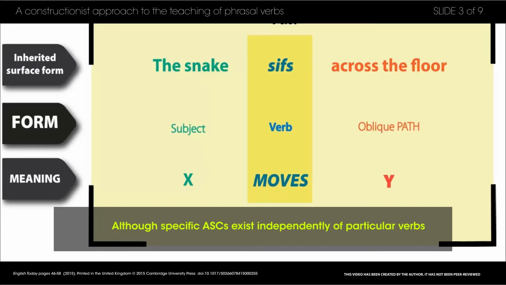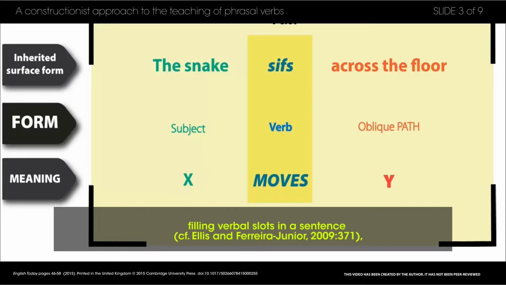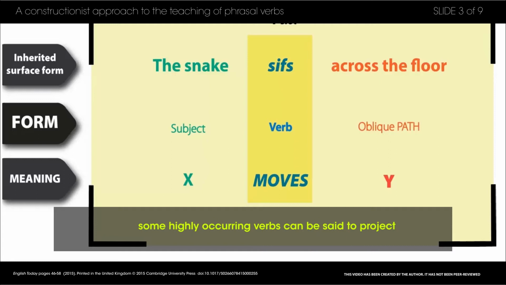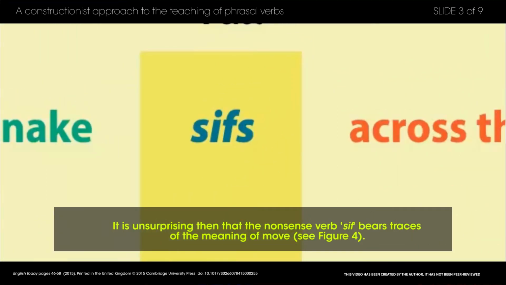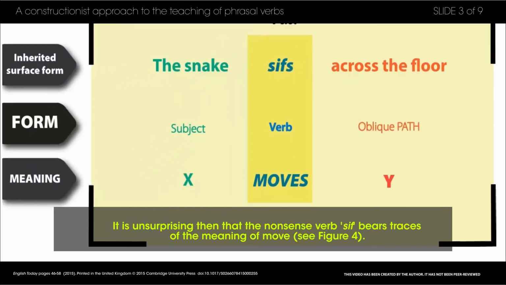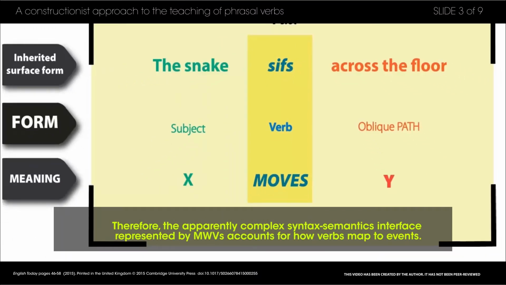Although specific ASCs exist independently of particular verbs filling verbal slots in a sentence, some highly occurring verbs can be said to project their meanings onto other verbs occupying the same verb slots. It is unsurprising then that the nonsense verb sift bears traces of the meaning of move, see Figure 4. Therefore, the apparently complex syntax-semantics interface represented by multiword verbs accounts for how verbs map to events.